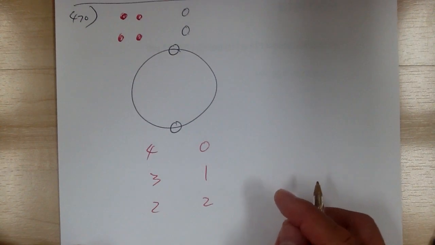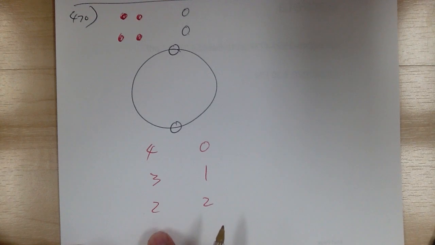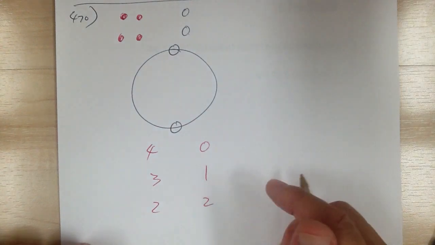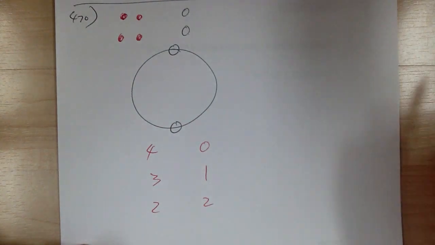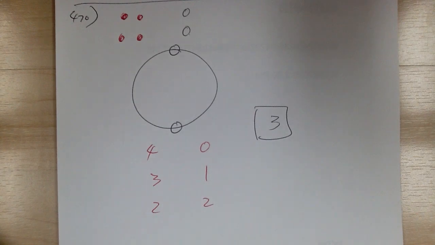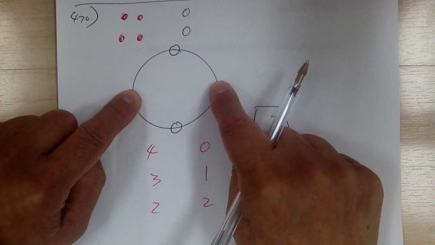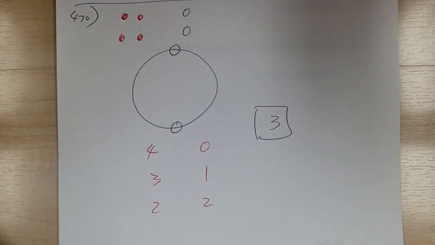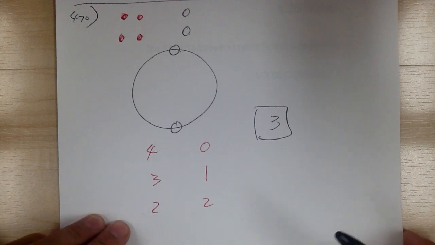And that's it. Because again, 1, 3 is the same as 3, 1, because it's a circle and it can rotate. So the answer would be 3. There are only 3 ways to do this. Again, you can put 4 red and no red, 4, 0, or you can put 3, 1, or you can put 2, 2. Okay, let's go to the next one.